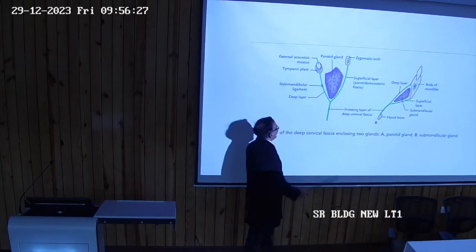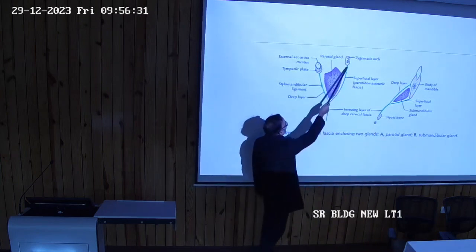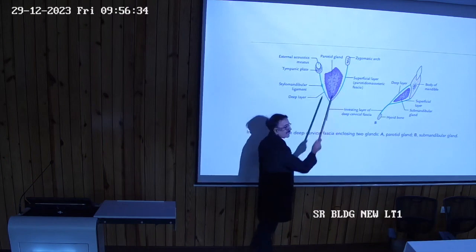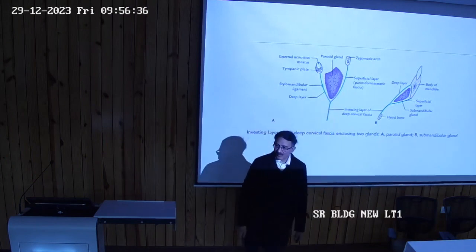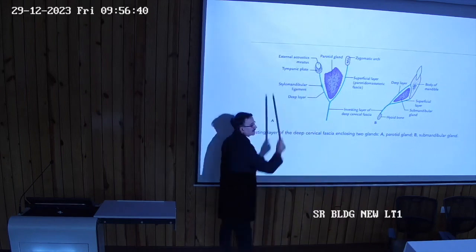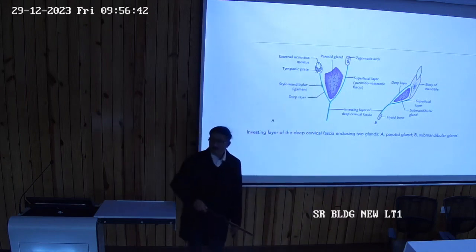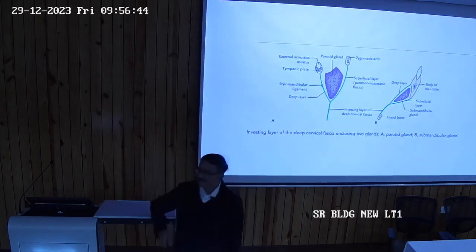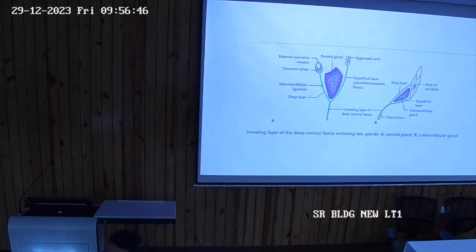Okay, how it's enclosing the parotid. Superficial is attached to the zygomatic arch. It is thick. It's called the parotidomasseteric fascia. Deep is thin. It is attached to the tympanic plate and styloid process. Okay, and a part of it thickens to form a ligament, which is called the stylomandibular ligament, which separates the parotid from the submandibular gland. Okay, this was the upper tracing.